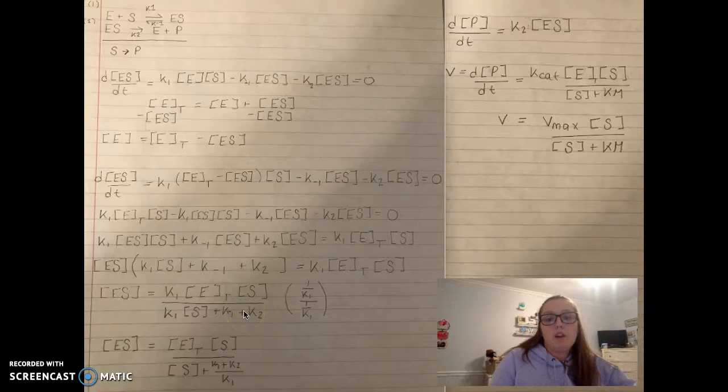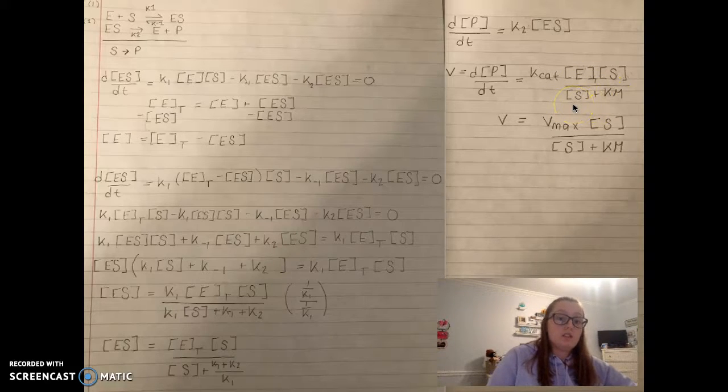So the next step in getting the desired equation would be to put in the concentration ES and put it into right here where it says concentration of ES. So now it's important to realize that the instantaneous rate of change of product is also equal to velocity. And then that is also equal to K cat times the concentration of E total times the concentration of S over the concentration of S plus Km.